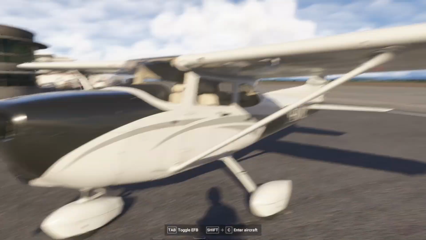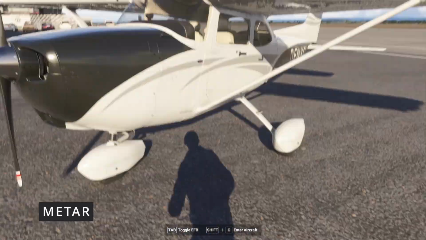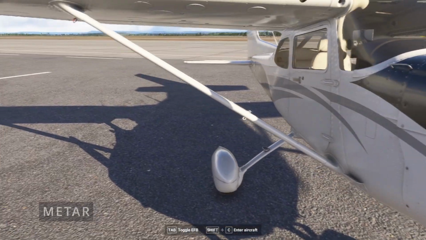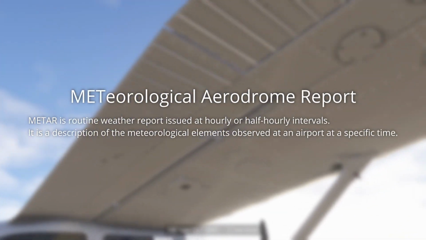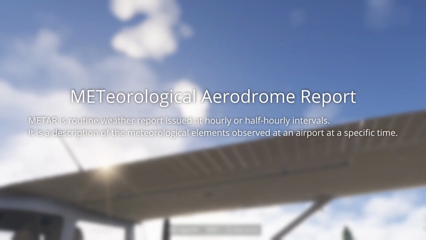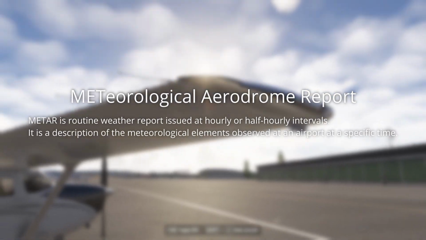While I'm doing some walk around and pre-flight check, let's learn what METAR is and how to decode a METAR. METAR stands for Meteorological Aerodrome Report. It is basically a regular weather report at an airport at a specific time.